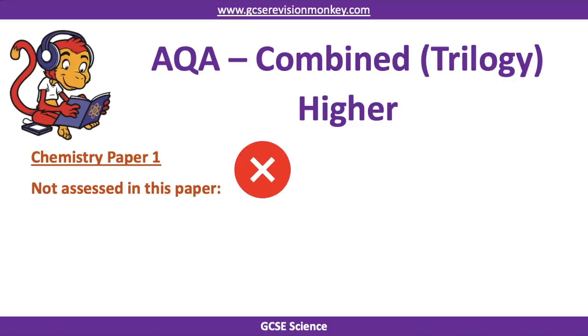First of all, the exam board tells us what topics won't be assessed in the paper, but unfortunately for chemistry paper 1, there is nothing off the table. So they could assess you on anything you've learnt in the topics. So you do need to look over everything for your revision. However, later on we'll tell you the topics that you need to focus on in particular.